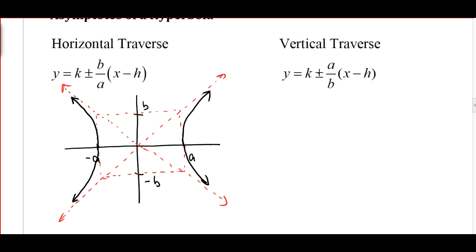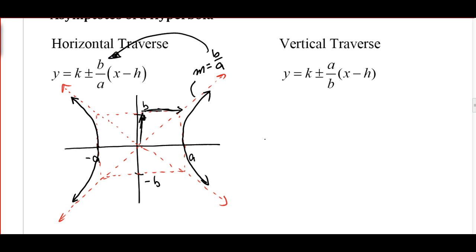So let's just take a look at this asymptote that has a positive slope. Remember, slope is rise over run. So if I look at the rise, that's b, and if I look at the run, that's a. So the slope here would be rise b over run a, which again is going to match with us here.